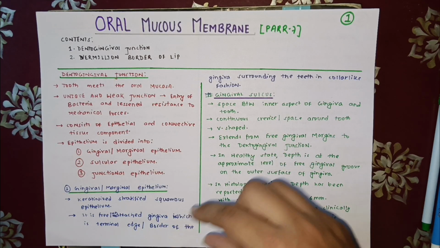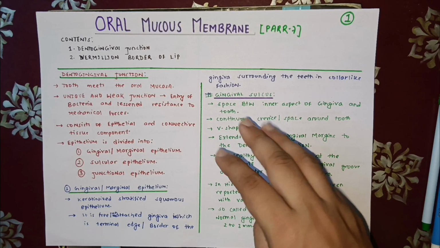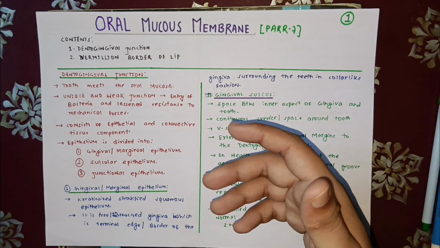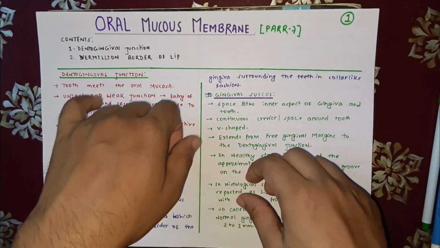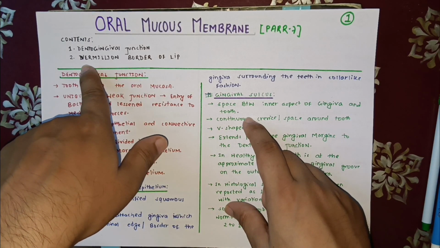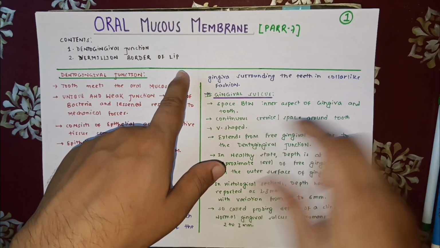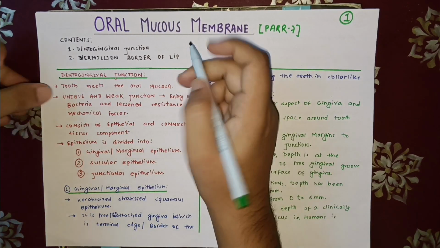We will be discussing the 3 different epithelia of the dentogingival junction, and the development of the dentogingival junction. Also, I have left to teach about the vermilion border of the lip, also called the mucocutaneous junction.